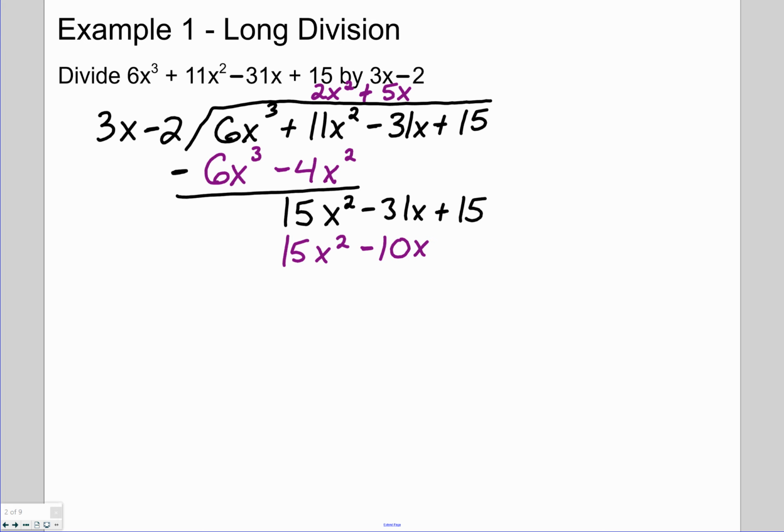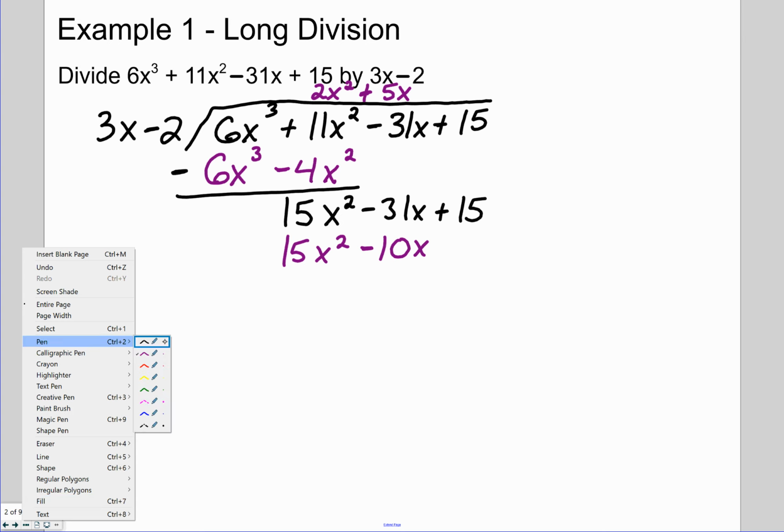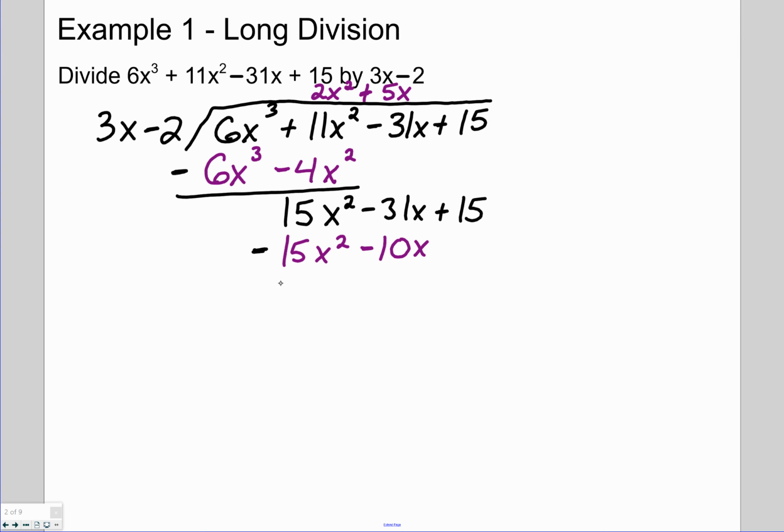All right, and we are going to do the same operation as before, subtraction. So we know that's going to be 0. So now I have negative 31x minus negative 10x. Negative 21x, very good. And we're going to bring down the 15. Okay, pause here. Any questions so far?